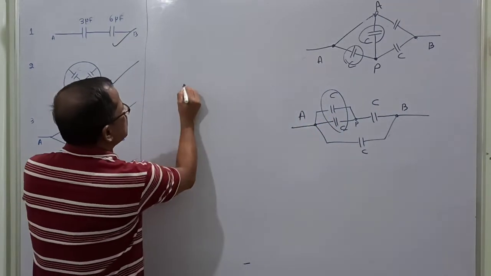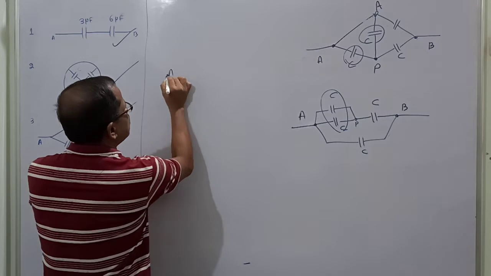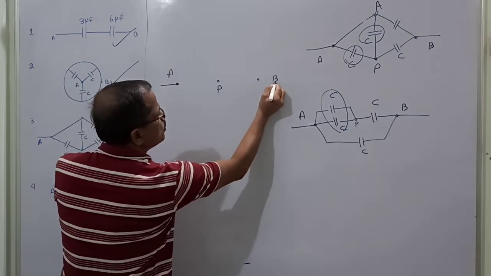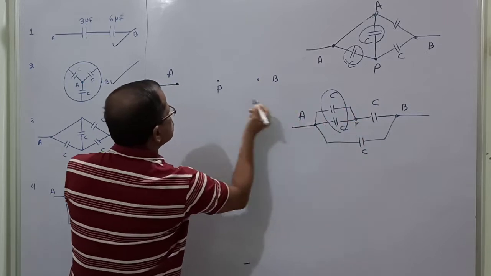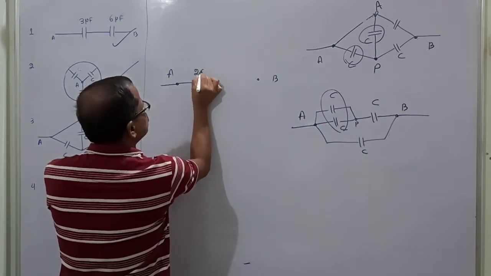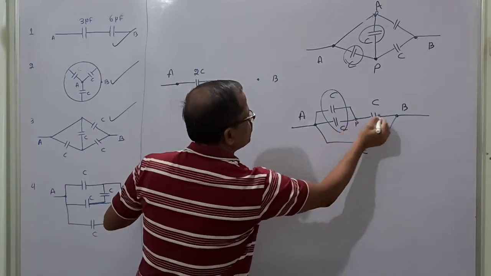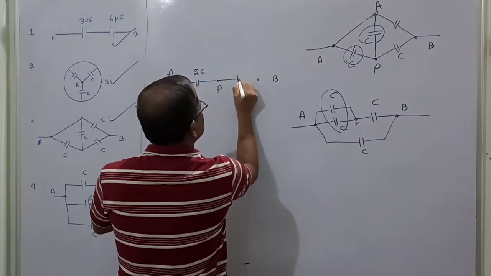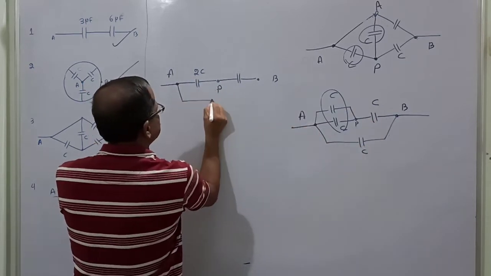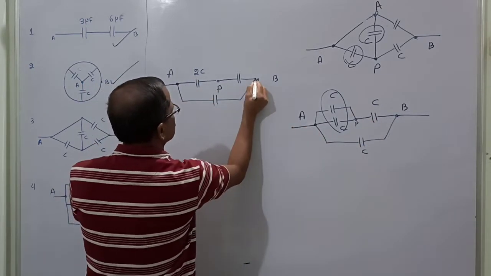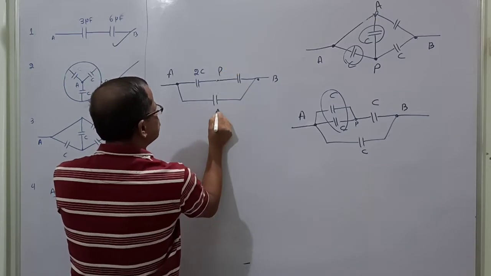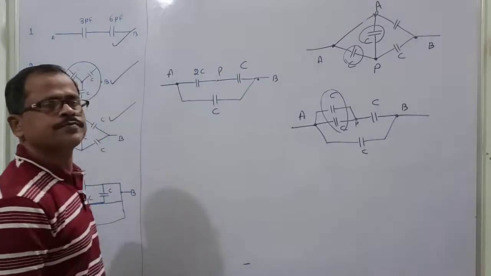Now let us again redraw. This is the point A, this is the point P, this is the point B. A to P is 2C, so let us connect one capacitor equal to 2C. Another capacitor P to B, so let us connect one capacitor P to B. Another capacitor here. So now let the point be P, this is C.